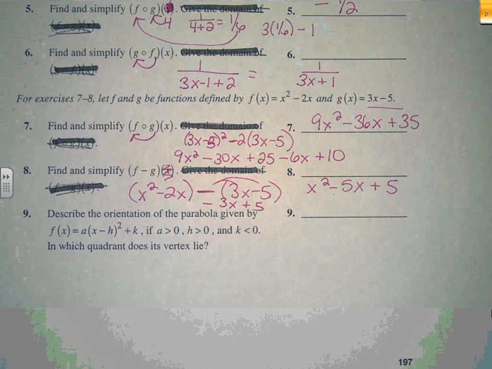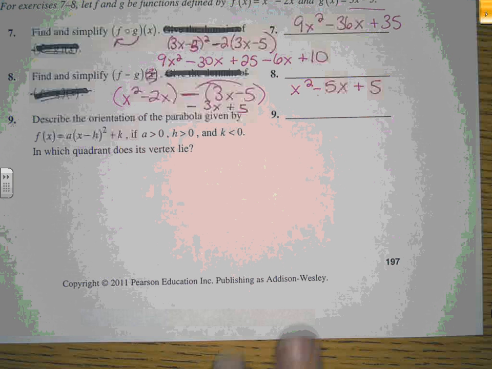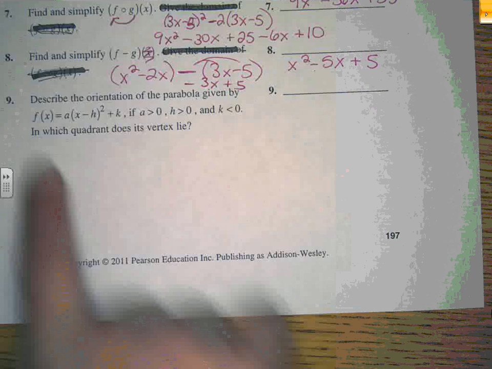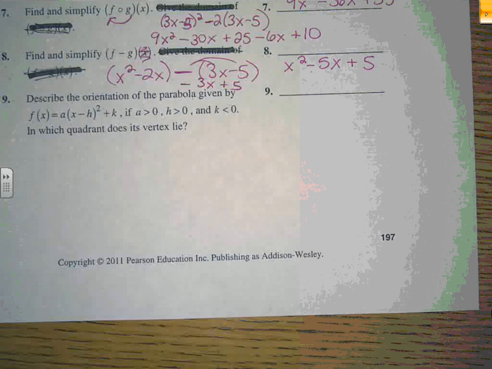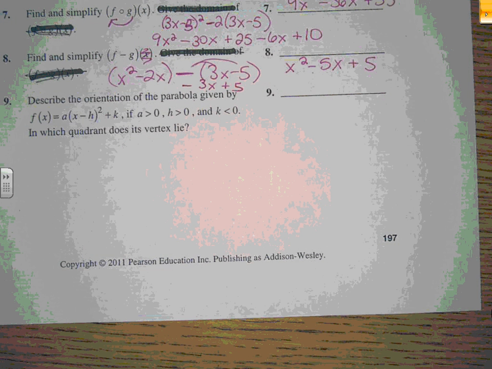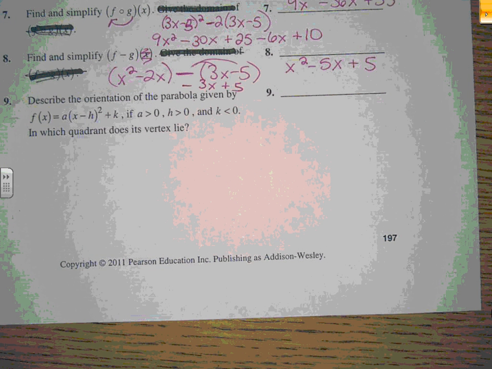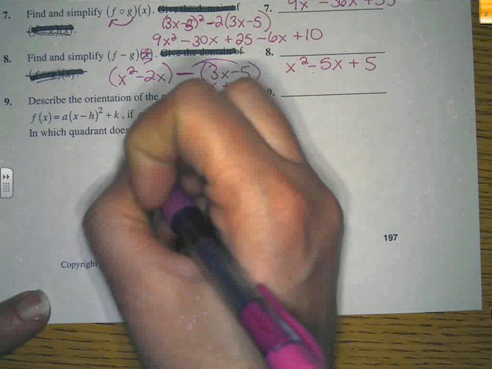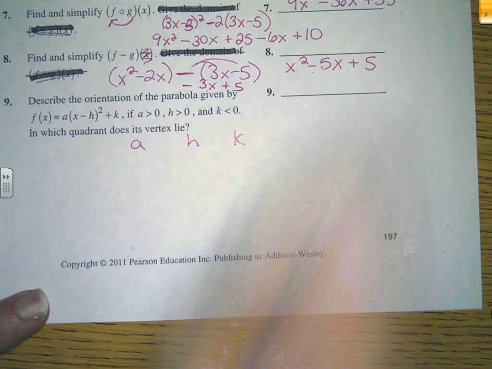Okay, number 9 looks confusing, but I just changed it on the test. So here's the way it's going to read. You're going to have a function like that, or that's the equation for a parabola. Instead of saying a is greater than 0, h is greater than 0, and k is less than 0, I gave you actual numbers. So let's just make up numbers for a, h, and k, and I'll show you what I mean. So a greater than 0.